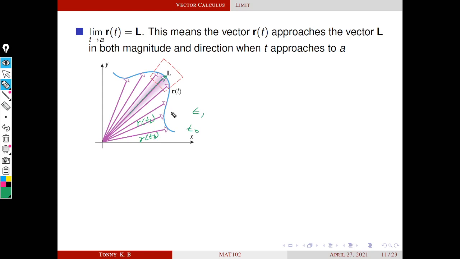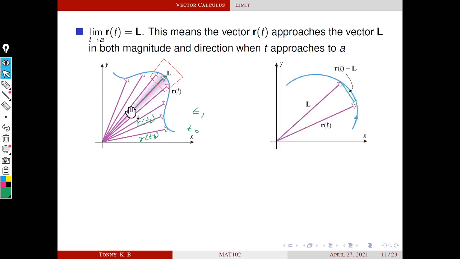Okay, so how to formulate? We consider another figure. Here this is our L, and suppose this vector is r of t. Our aim is to define this concept mathematically. That means r of t should converge to L. Whenever r of t converges to L, naturally the distance between the ends of these two vectors should tend to 0. Okay, that's the idea.